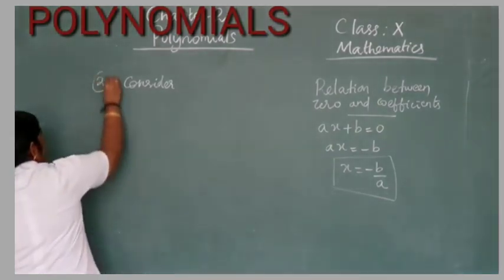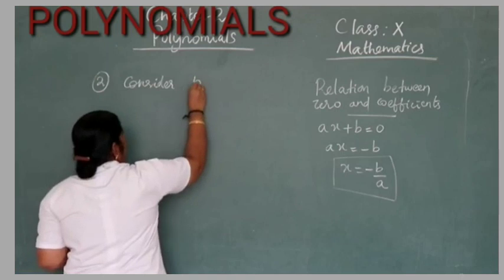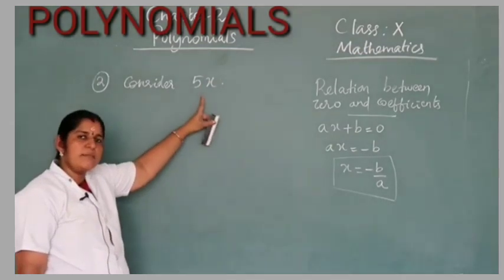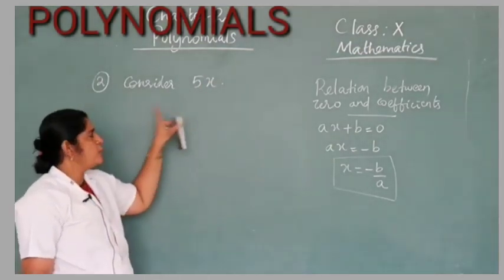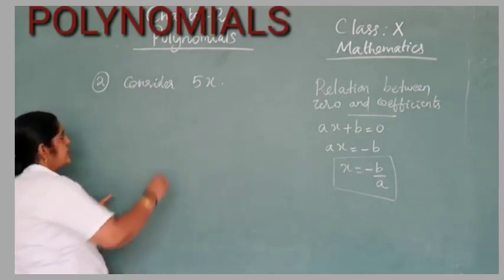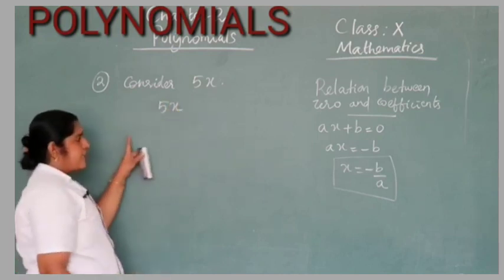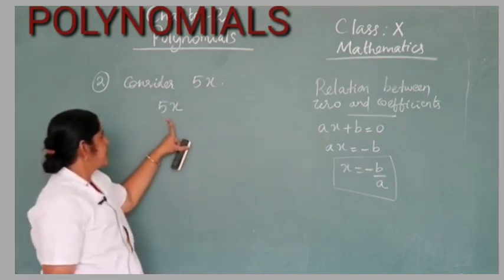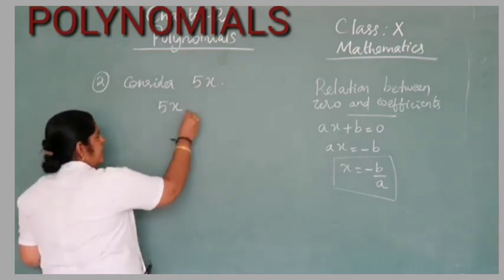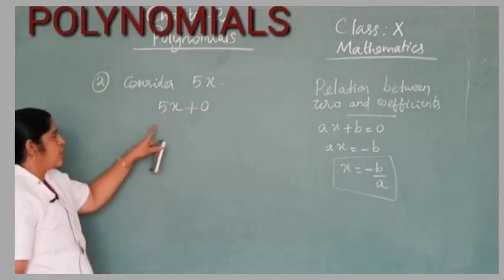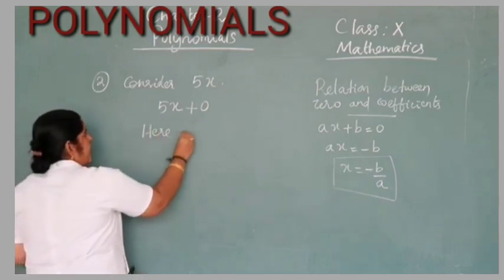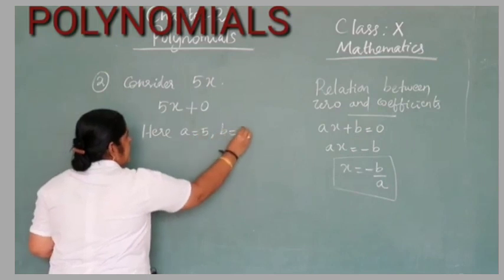Question number 2. Consider the polynomial 5x. 5x is having only one term. This is also a linear polynomial. Now how to find the zero of this linear polynomial using this relation? You know that in 5x there is only one term, the x term is present and the constant term is absent. So when the constant term is absent, we can put there a 0. So constant b is 0 and a is 5.